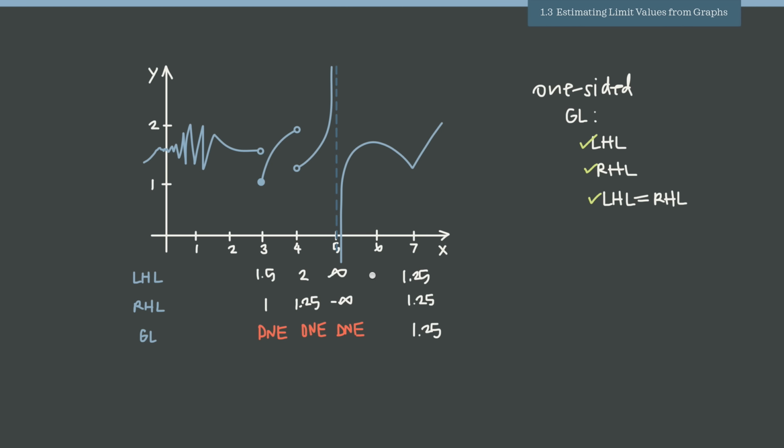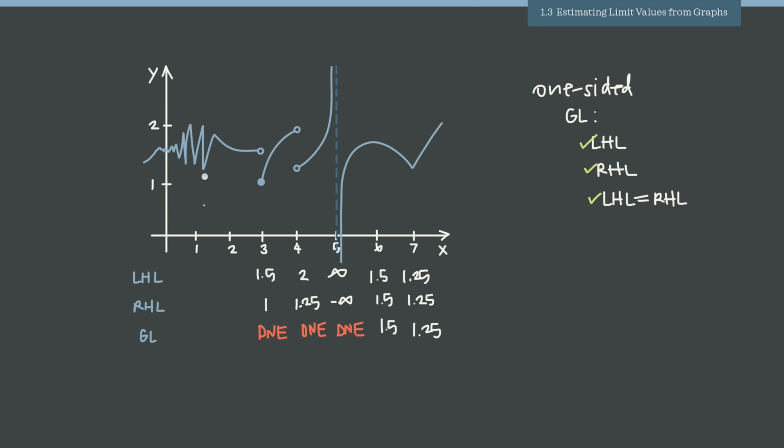Well, coming from the left, we approach 1.5. Coming from the right, we approach 1.5. And therefore, the general limit is also 1.5 because those two are equal to each other. That'll be the same thing here at x equals 2. That's a normal point along the graph with nothing going on. So the left and right-hand limits are going to exist, and the general limit is going to be equal to the left and right-hand limit.